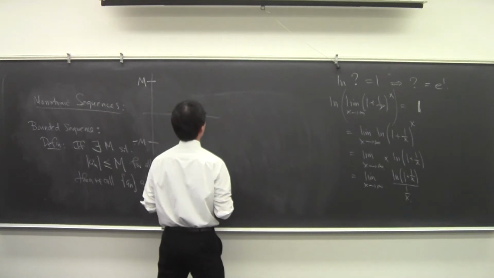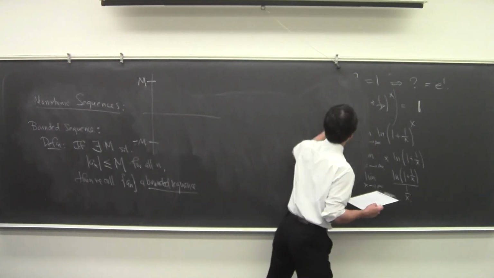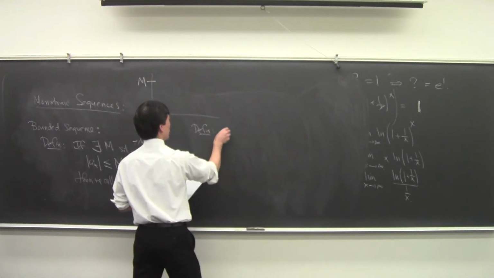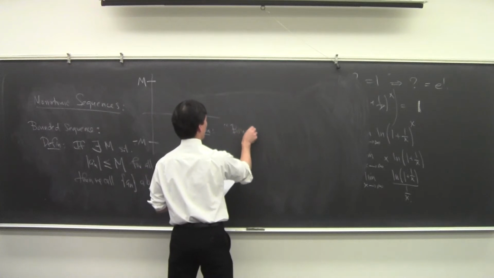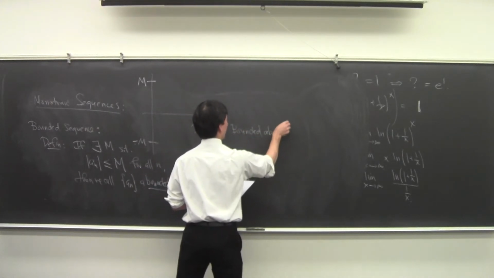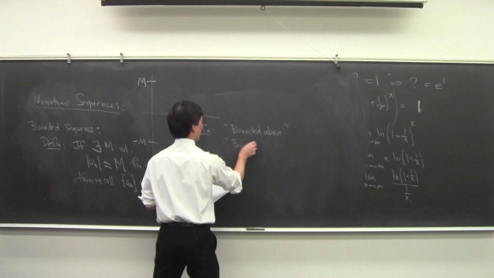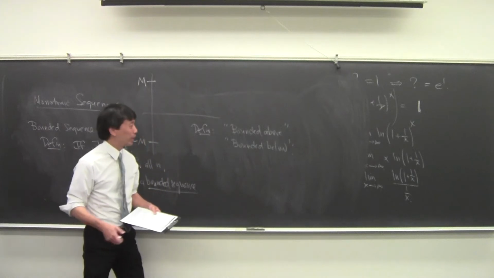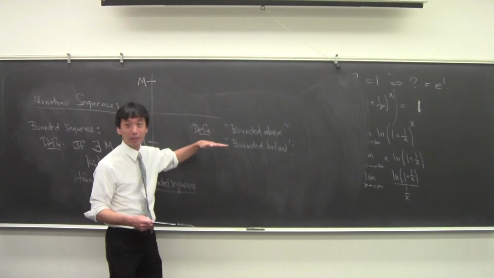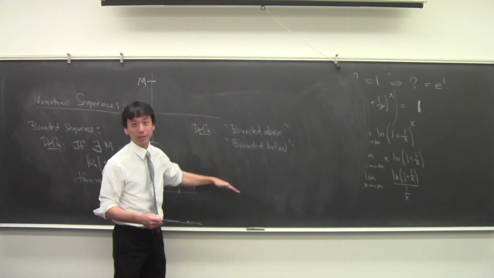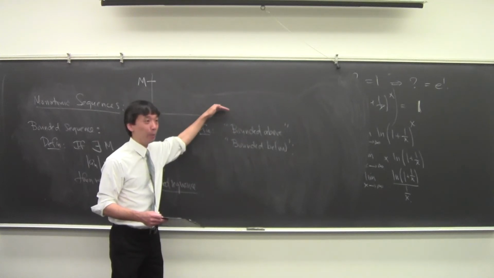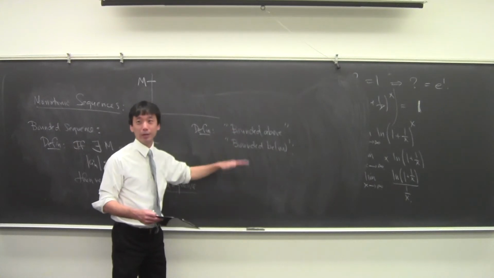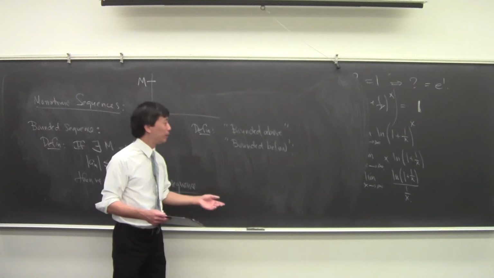Okay. There are also sort of intermediary ideas. So there's the notion of bounded above, or bounded below. You can probably guess what these mean, right? Bounded above means that there's an upper number, but not necessarily a lower number. There's an upper bound, but not necessarily a lower bound. Bounded below means that there's some lower bound, but not necessarily an upper bound.